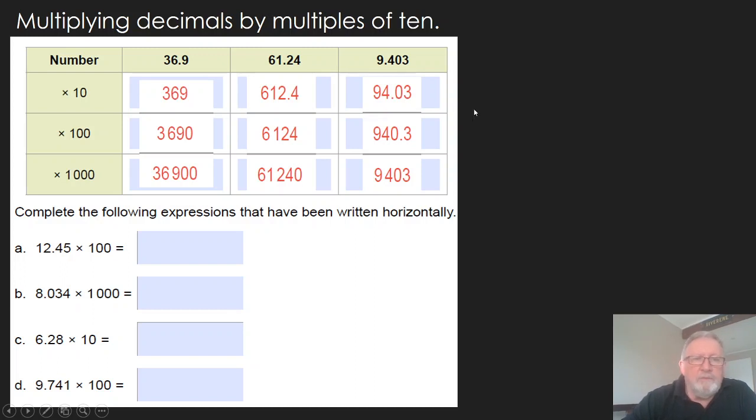All right, time for you to have another go. Have a look at these ones. These ones are written horizontally this time. See if you can work each of these ones out. Pause the video and do that now.